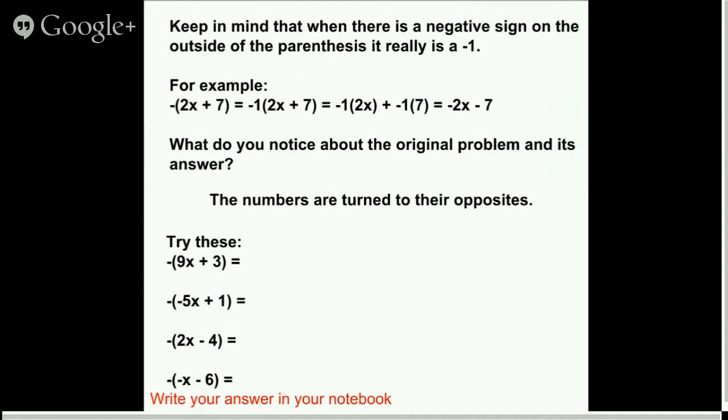If there's nothing outside the parentheses, then actually there is something. It's a 1. If it's just a negative sign outside the parentheses, then you have a negative 1 outside the parentheses. So these two are the same. Really, what happens when you do this is that the signs on both of these change. Both numbers turn into their opposites.